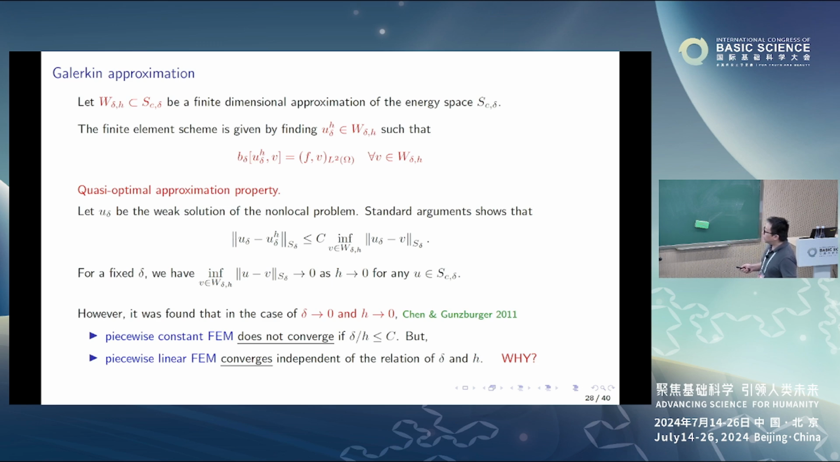when delta and H go to 0 together, it was reported that if we use the piecewise constant finite element, then it will not converge if delta and H keep a fixed ratio. But if you choose the piecewise linear finite element, then the numerical solution always converges, and this convergence is independent of the relation of delta and H. Okay, then what is the reason?